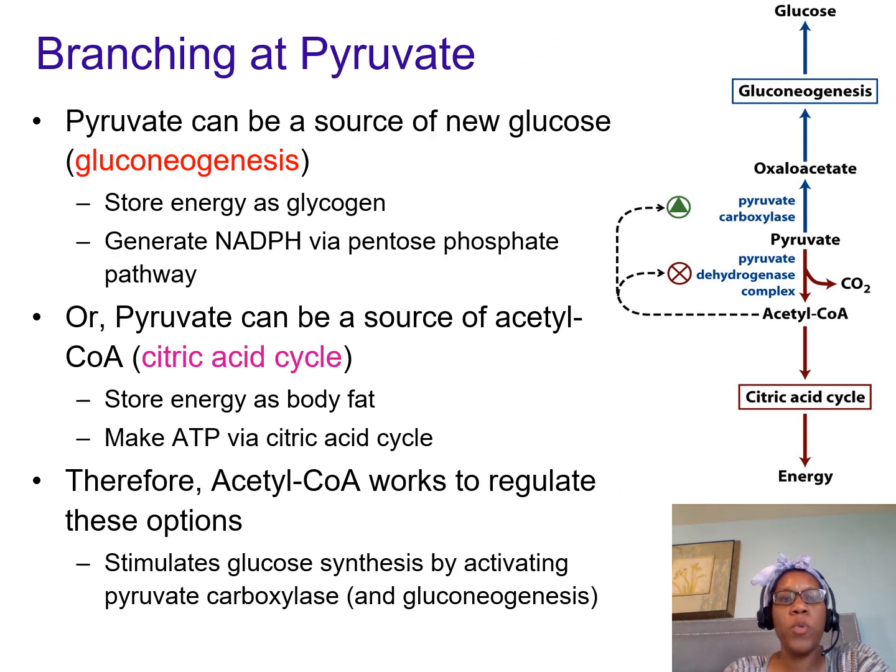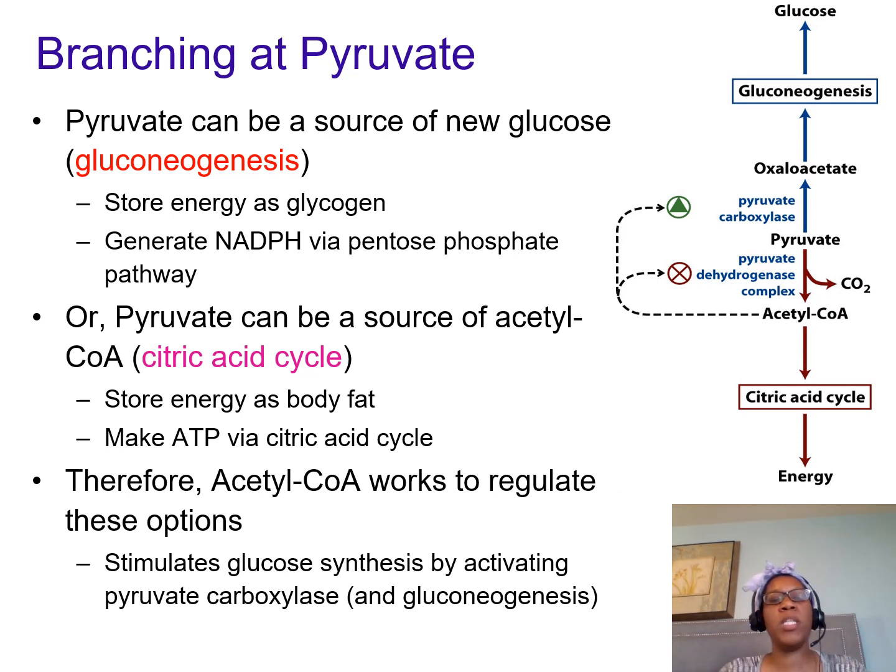Now, before we go into the citric acid cycle, we just want to be reminded that pyruvate is a branching point. So pyruvate can be a source of glucose from gluconeogenesis. If we have enough energy, we can store that glucose as glycogen so our brain or whatever needs to use it later. Also remember, another objective was to learn the pentose phosphate pathway.